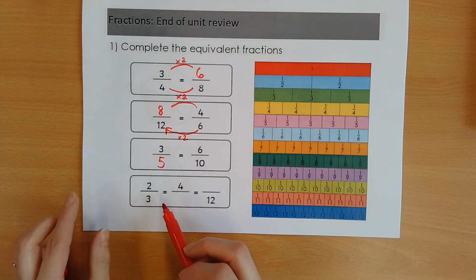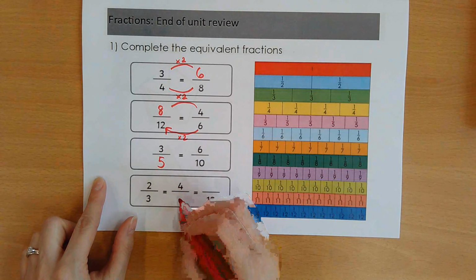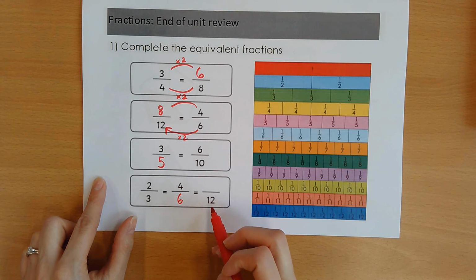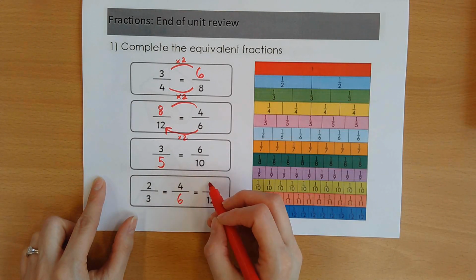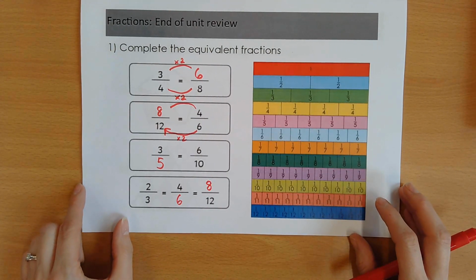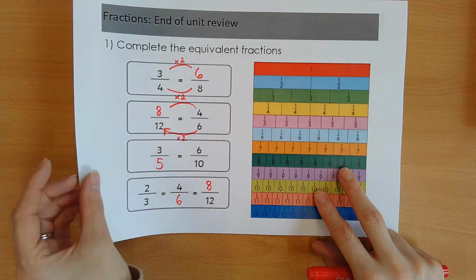And the final one, 2 times 2 is 4, so again I'm doubling. 3 times 2 is 6. And now I can find the missing one here. 6 times 2 is 12, so 4 times 2 is 8. Okay, I'll just pause for a moment so you can check your answers. Okay, and question number 2.